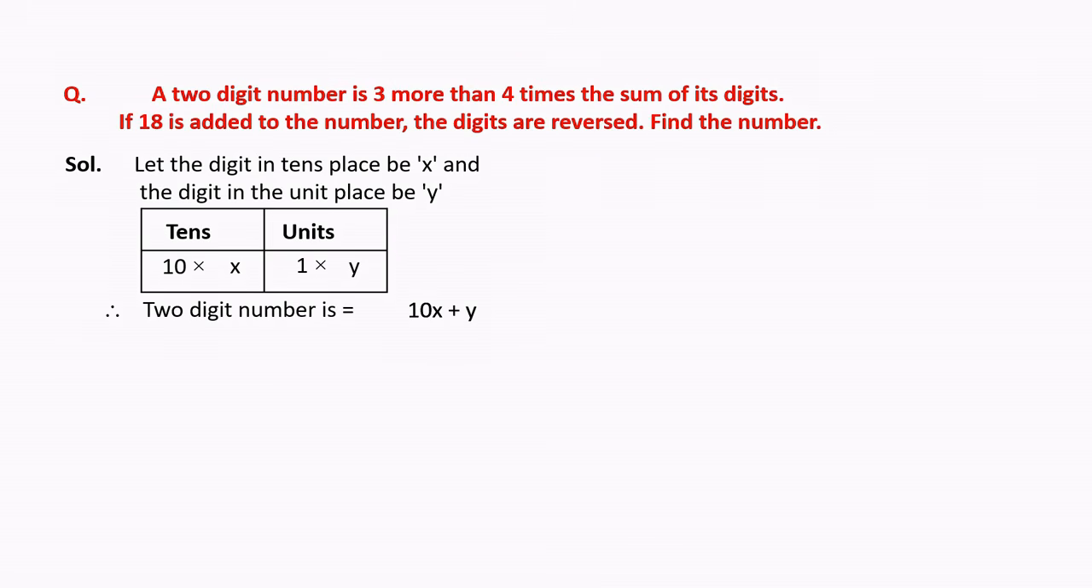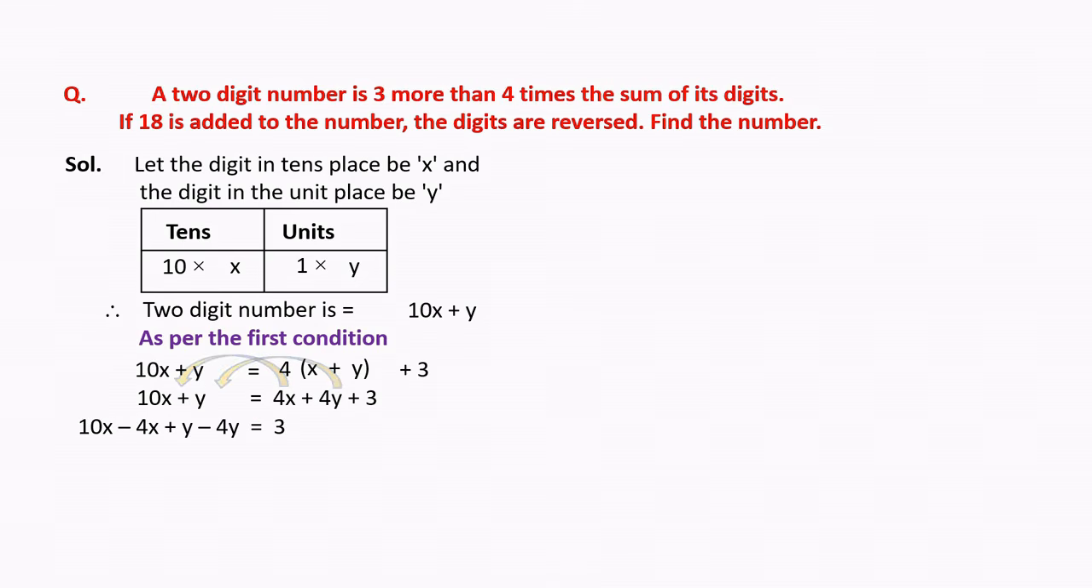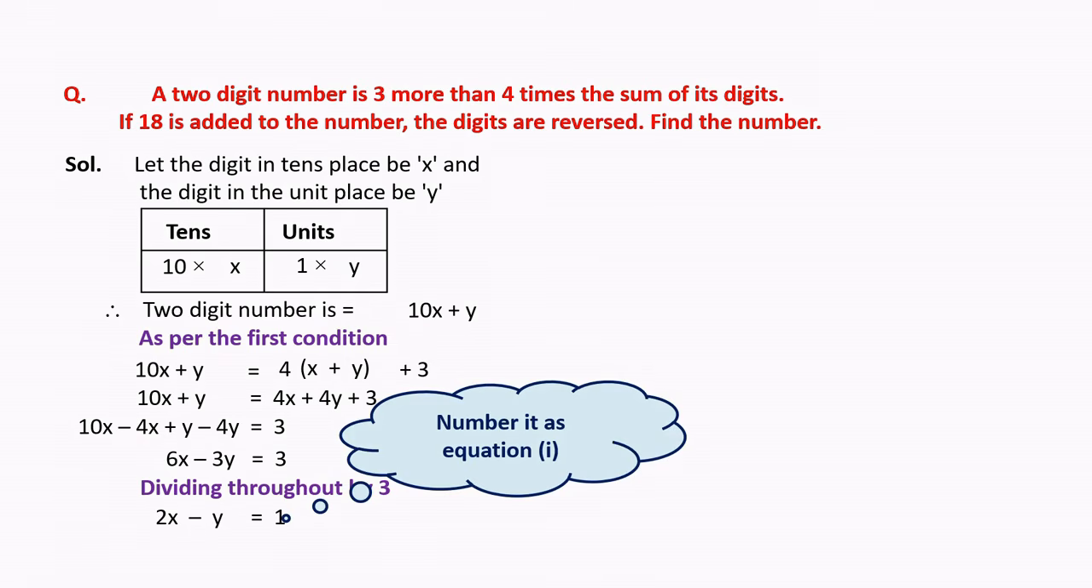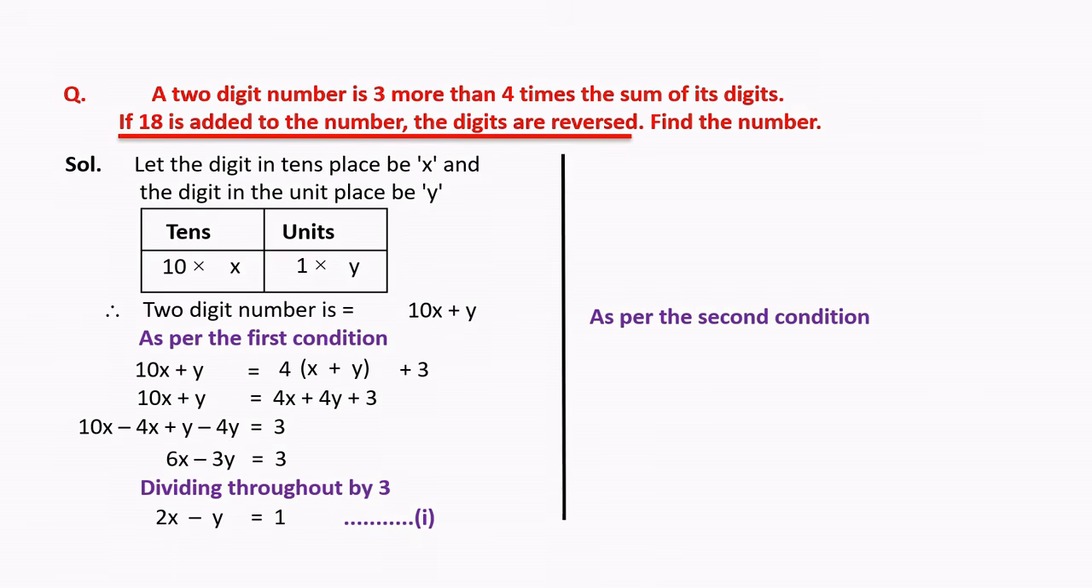Now, using the first condition, 10x plus y is equal to 4 times the sum of the digits plus 3. So we write 10x plus y equals 4 into (x plus y) plus 3. Expanding this, 10x plus y equals 4x plus 4y plus 3. Rearranging the terms, we get 6x minus 3y equals 3. Dividing both sides by 3, we get 2x minus y equals 1. This is equation 1.